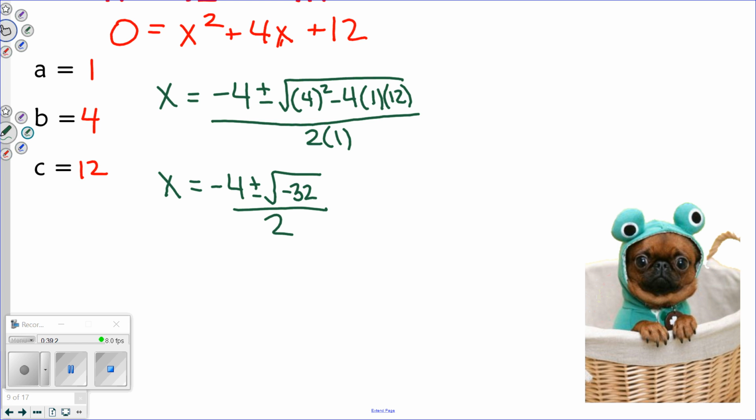So side note, Tara, would this original problem have been factorable? Look at your discriminant. Is your discriminant a perfect square? No. So would the original problem factor? No. Okay. End of side note. So factor tree here.